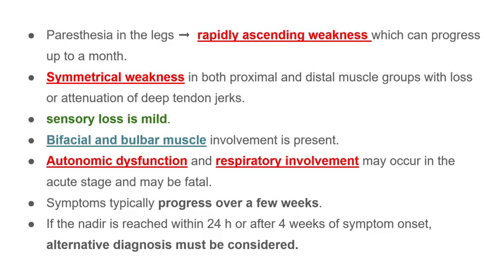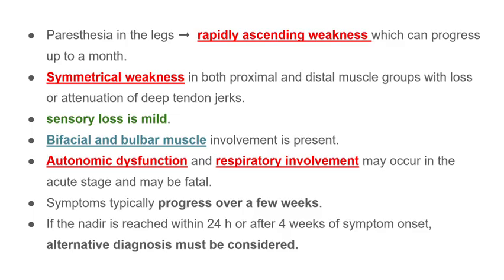paresthesia in the legs, with rapidly ascending weakness, which can progress up to a month. Symmetrical weakness in both the proximal and distal muscle groups will be present with loss or attenuation of deep tendon jerks. Sensory loss is mild. Bifacial and bulbar muscle involvement is present. Autonomic dysfunction and respiratory involvement may occur in the acute stage and may be fatal.